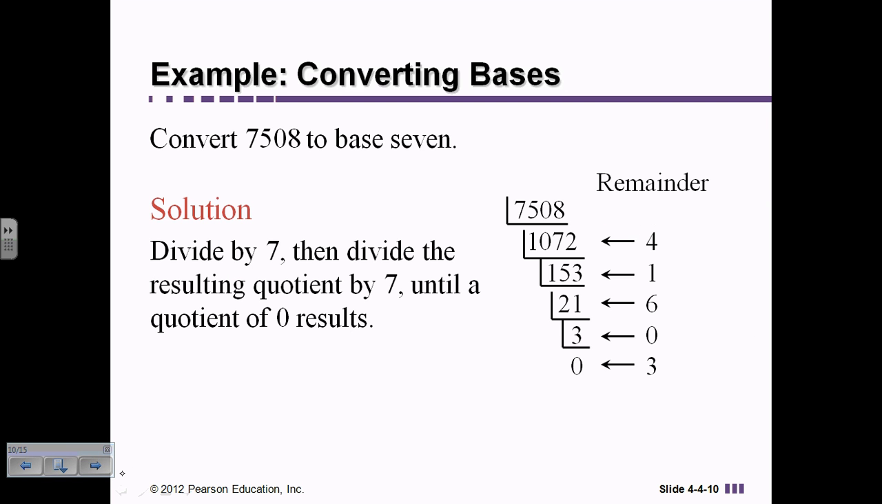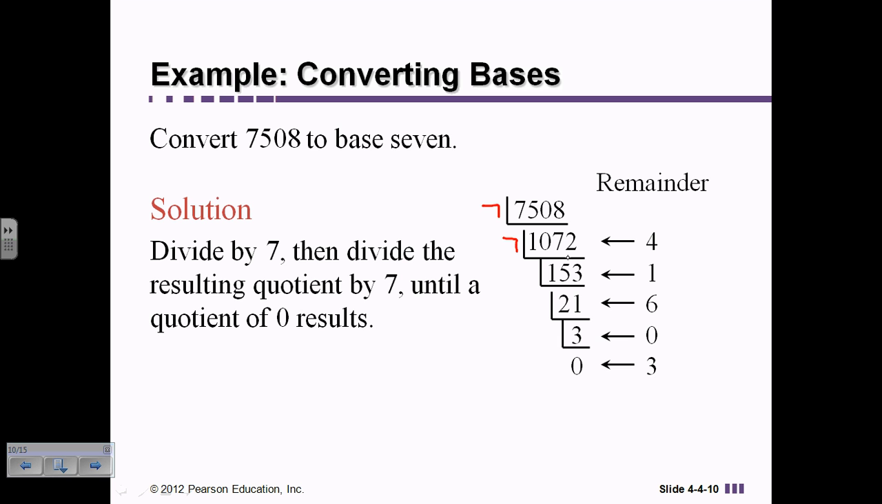Okay, so here's another one. Let's say I wanted to convert the number 7,508, which is understood to be base 10, since there's no base written next to it, and I'm going to convert that to base 7. The way that you convert from base 10 to any base is you take the number that you've got and you divide it by 7. So 7 divides into 7,508 1,072 times, with a remainder of 4. And then we keep going.